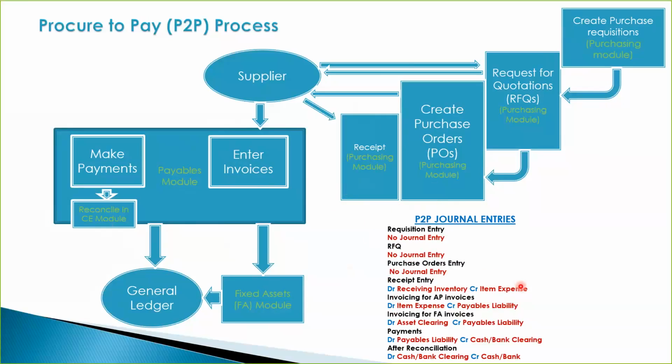All right. Now, as far as the invoicing in the AP module is concerned, if it's an item expense, the entry will be a debit to the item expense and then a credit to the payables liability, meaning we are recognizing that we have an obligation to pay for that item that we procured from the supplier. All right, that's what this entry means.